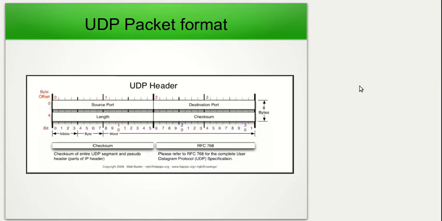So as you can see, this is the format of a UDP header. And as you can see, it's much smaller than a TCP header. All we have really is source and destination port, and the checksum and the length.